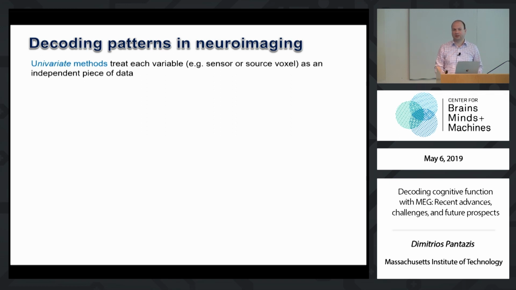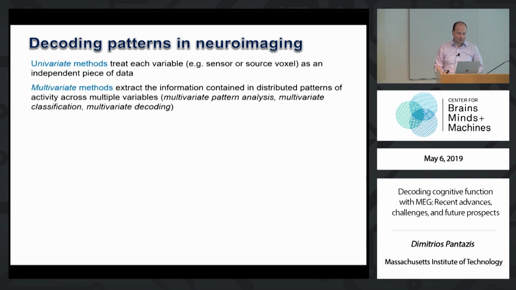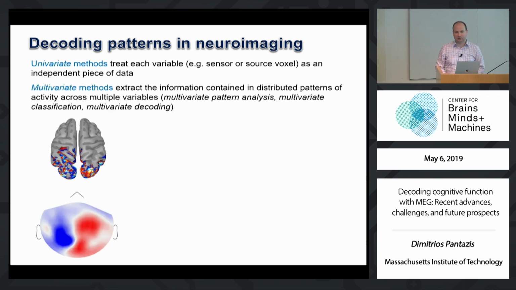However, this is not necessarily the most optimal approach. It's certainly the easiest to implement. However, the point of this talk is to discuss the use of multivariate methods to extract information contained in multiple variables, in distributed patterns of measurements across these variables.